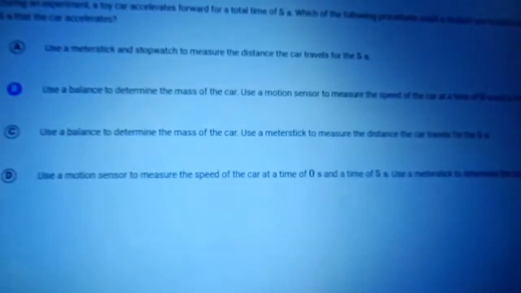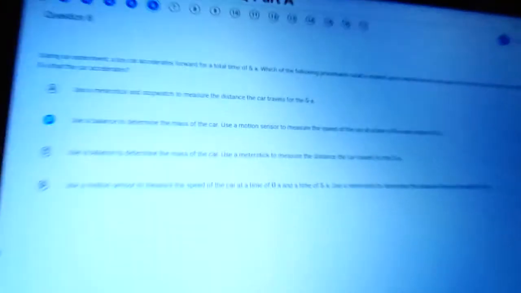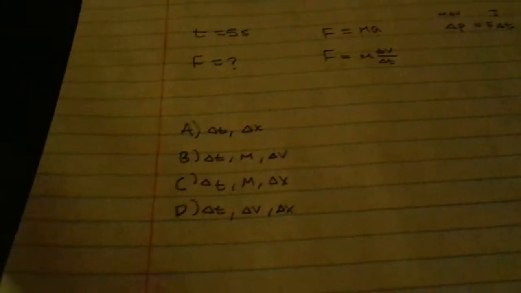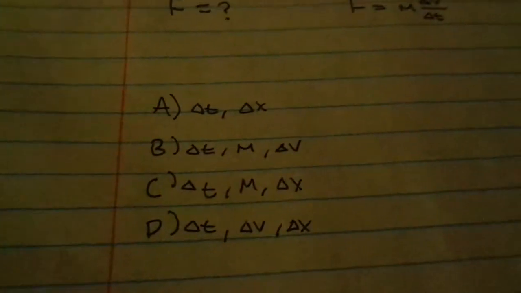C says use a balance to determine the mass, and a meter stick once again. Then this one says use a motion sensor, change in velocity, and also meter stick. So now we know what we would know if we did those things, and we need to know what it tells us.